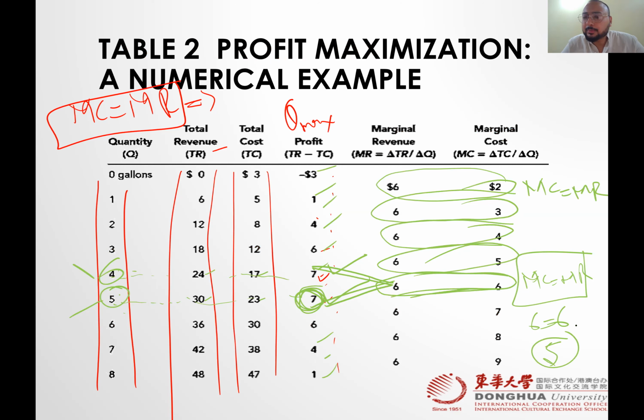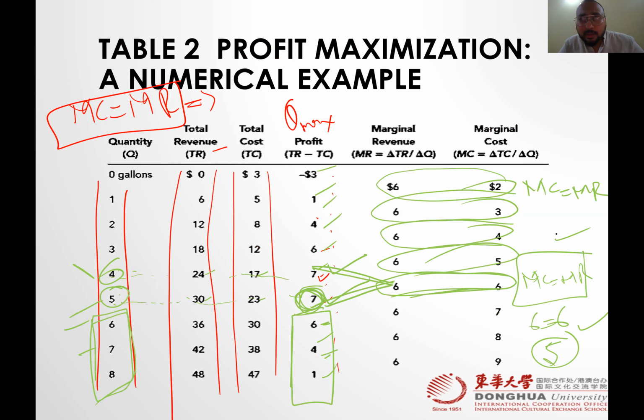5 gallons of milk. If you produce more, 6, your profit decreases. 7, your profit decreases. So that layman idea that if you sell more, your profit is going to be huge, is no longer true. Why? You see here, you are producing more, but your profit starts decreasing. So MC is equal to MR gives you that point where your profit is maximum.